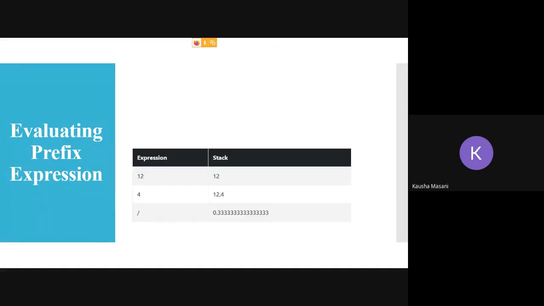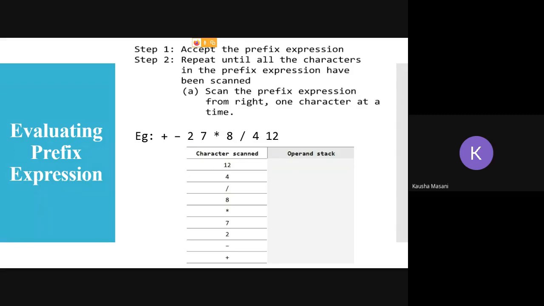This is the algorithm, or you can say the steps. Step 1, accept the prefix. Step 2, repeat till the characters of the prefix have been scanned, and scanning is done from right hand side to left hand side, one by one, character by character.